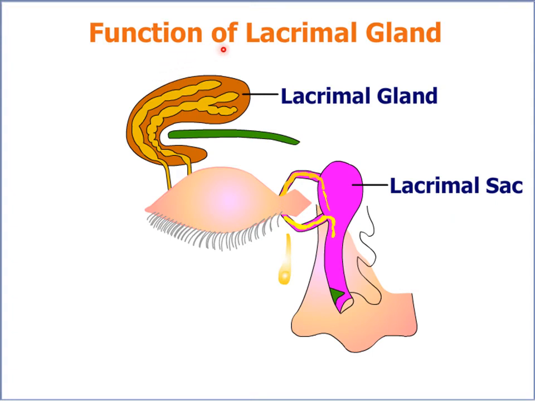Let us discuss the functions of the lacrimal gland. The main function of the lacrimal gland is to secrete a fluid known as lacrimal fluid. The function of lacrimal fluid is to keep the cornea moist and transparent. It provides nutrition to the cornea, and it is bactericidal because of the presence of an enzyme, lysozyme. When this lacrimal fluid is secreted in excess, it overflows as tears. So that is the function of the lacrimal gland.